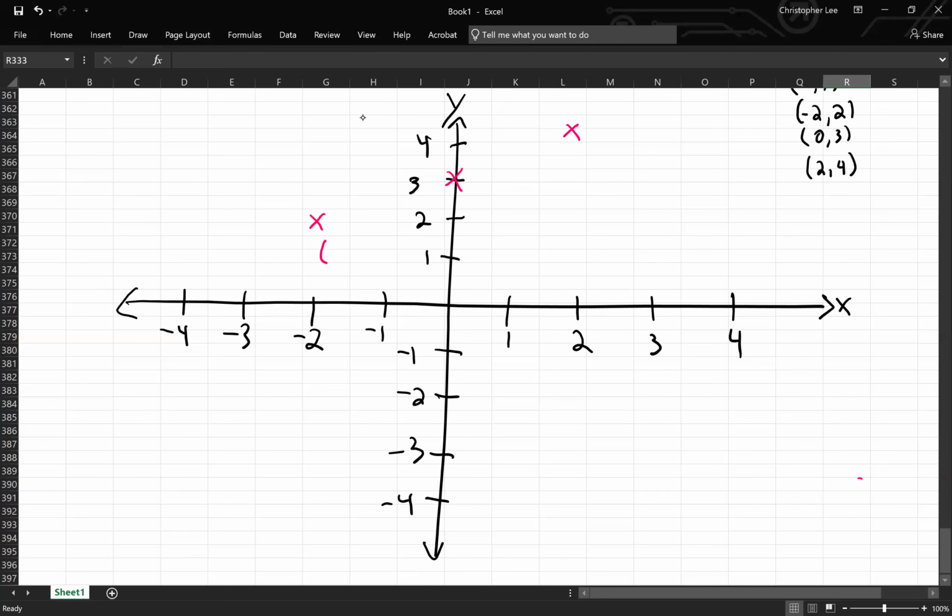So we put those labels in now. This is -2 comma 2. This is 0 comma 3. And then this is 2 comma 4.